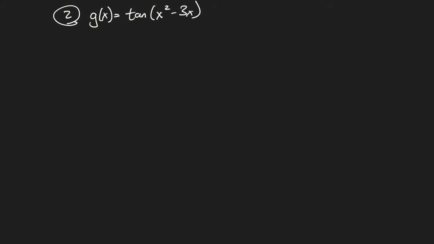So number 2, we have g of x is equal to the tangent of the quantity x squared minus 3x. And again, we have the tangent of Bob. And the derivative of the tangent of Bob is the secant squared of Bob. And then we just have to remember to multiply by d Bob, the derivative of x squared minus 3x, which is 2x minus 3.